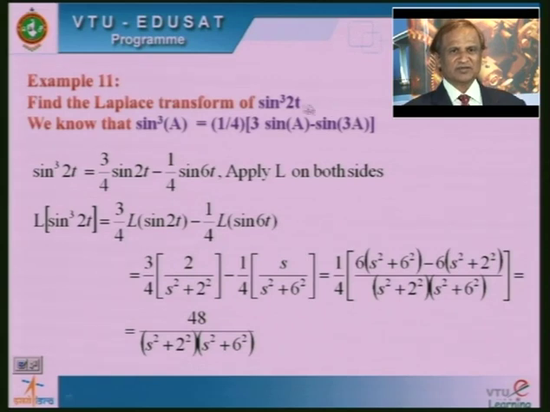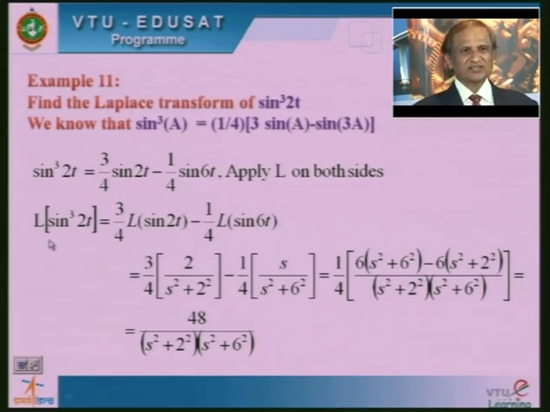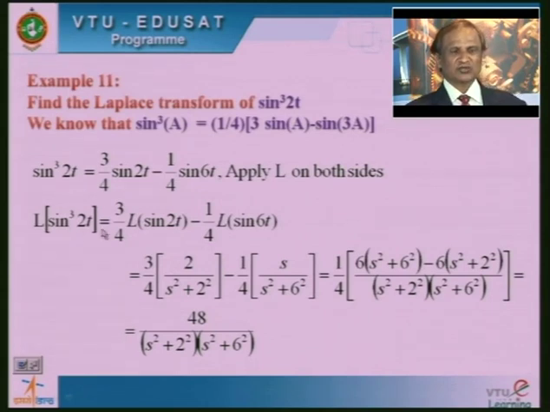By using this formula, we can write down sine cube 2t is equal to 3 by 4 times of sine 2t minus 1 by 4 times of sine 6t. Is it clear? Then you can apply Laplace transform on both sides. Is it clear? Right? So Laplace transform of sine cube 2t is equal to 3 by 4 times of Laplace transform of sine 2t minus 1 by 4, which is constant, you can keep as it is, Laplace transform of sine 6t. Is it clear? Right. So we know the Laplace transform of sine 2t because it is in the standard form.